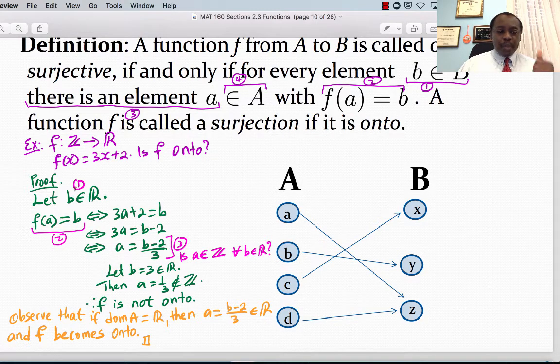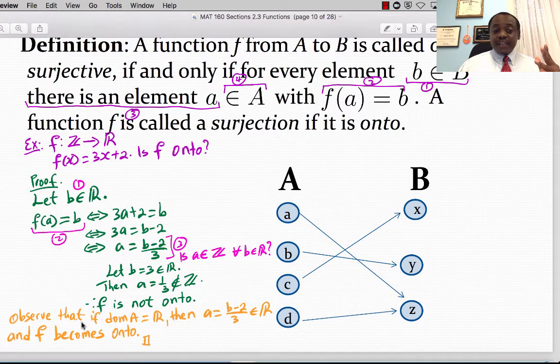So number one, we pick a b from the codomain. Number two, f of a equals b if and only if... Number three, we solve for a. Are we done yet? No. We have to verify that the a we have is from the domain. In this particular case, our domain is the set of integers. So if I pick my b to be the number 3, then a will be 1/3, which is not an integer. So f is not onto.